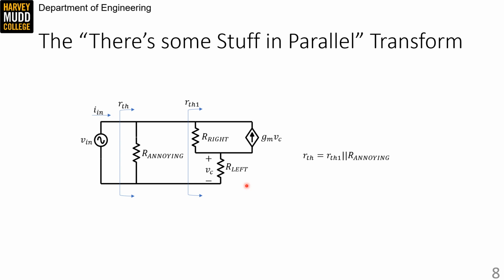First, we're going to find RTH1 by looking into this left-right pattern, and then we're going to observe that RTH is equal to RTH1 in parallel with R annoying. The takeaway is that you can just peel off parallel elements to look at a branch of interest, and then add them back in parallel at the end of your analysis.